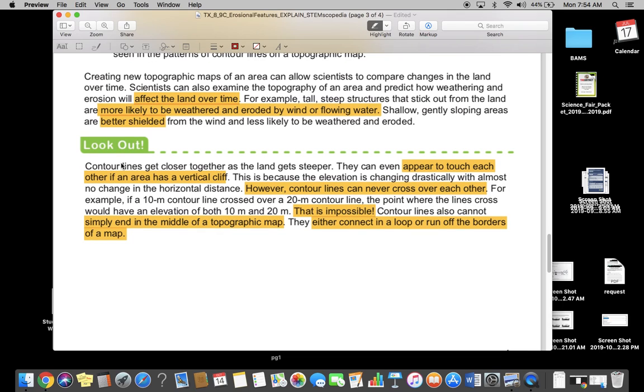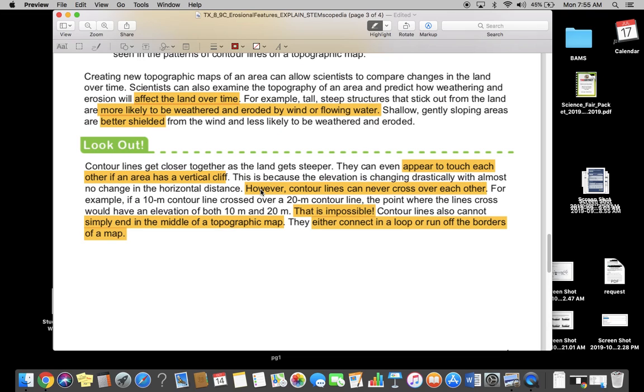Look out. Contour lines get closer as the land gets steeper. Now, again, you guys were able to construct this during our two labs, Thursday and Friday. They can even appear to touch each other if an area has a vertical cliff. This is because the elevation is changing drastically with almost no change in the horizontal distance.